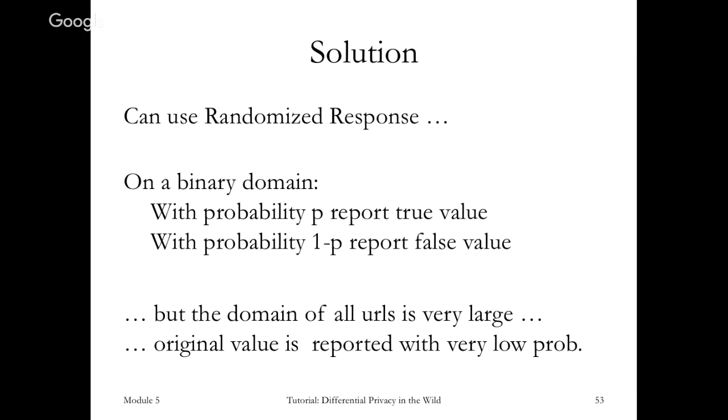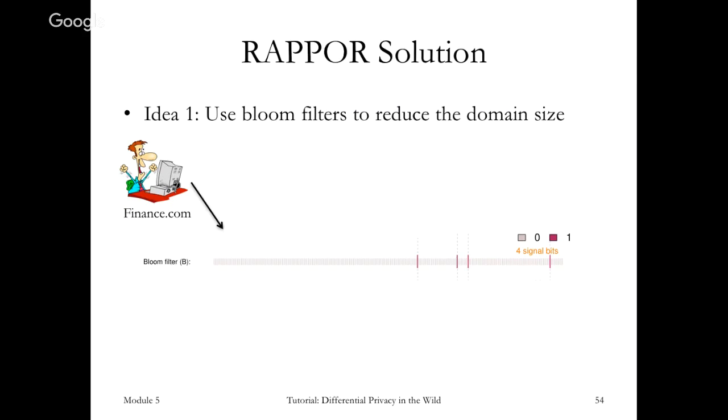But we don't have a binary value here because Chrome is trying to figure out which URLs, which homepage domains the browsers changed to, right? And that's not a binary domain. That's a huge domain, actually. And in fact, as the domain size increases, the probability that the original value is reported becomes extremely small, so that you get no signal with this perturbation, right? So a solution that the Google Chrome team came up with was the following. They first used Bloom filters to reduce the domain size.